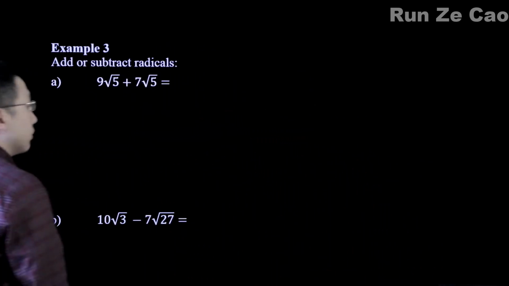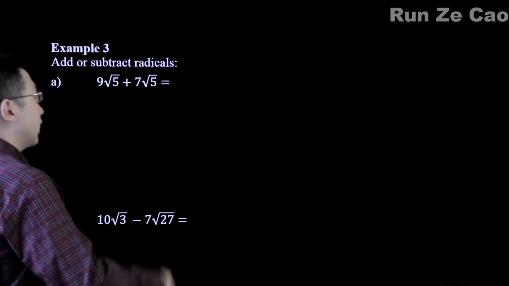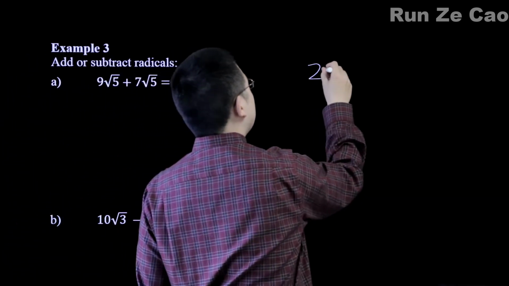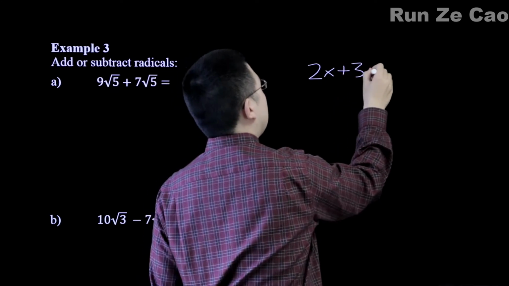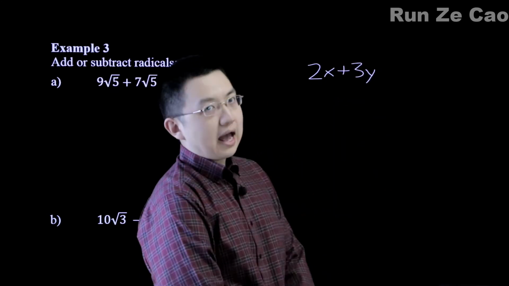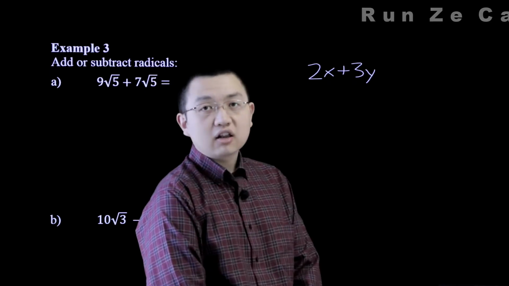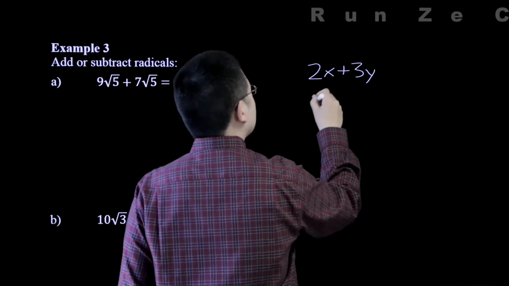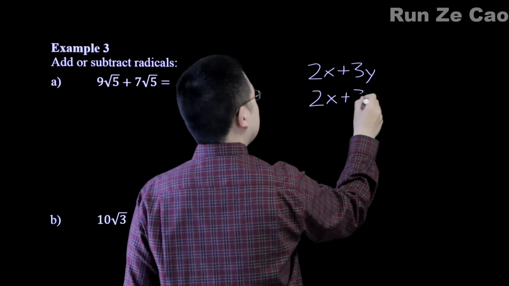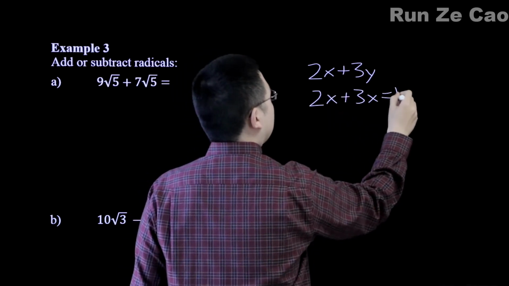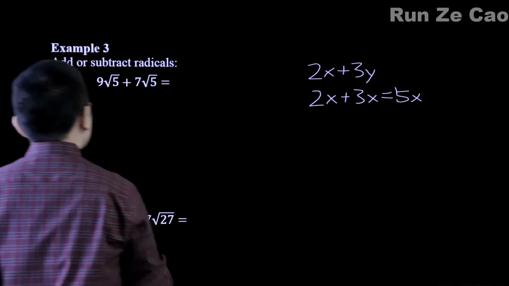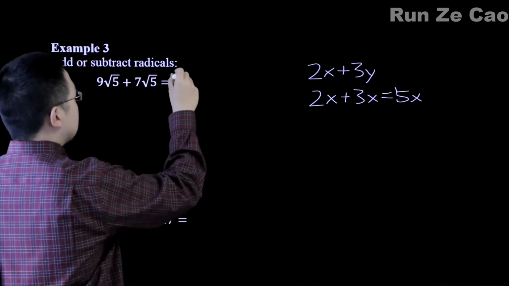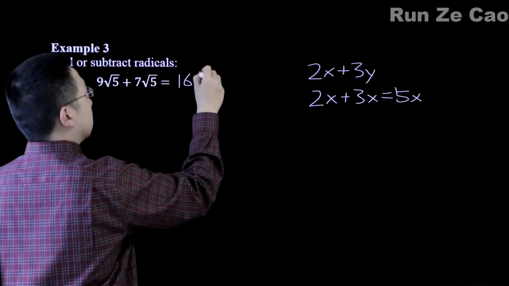When you have to add or subtract radicals, you want to make sure that the radical portion is the same. Otherwise, it would be like 2x plus 3y. How can we add this? We can't unless we can express one in terms of the other. So we can only add 2x plus 3x equals 5x, yes? So here, 9 root 5 plus 7 root 5 is 16 root 5.